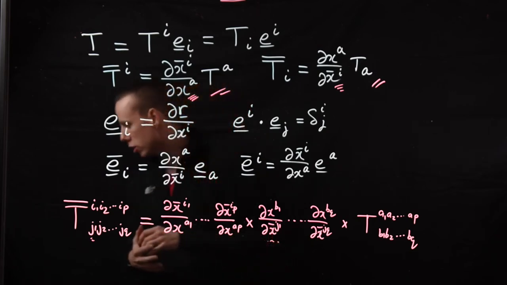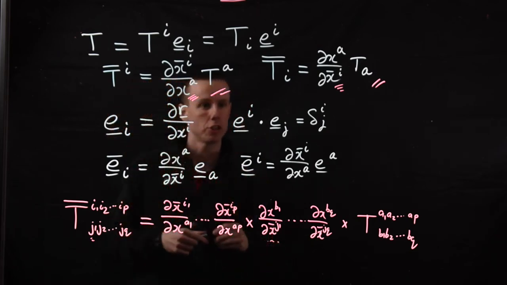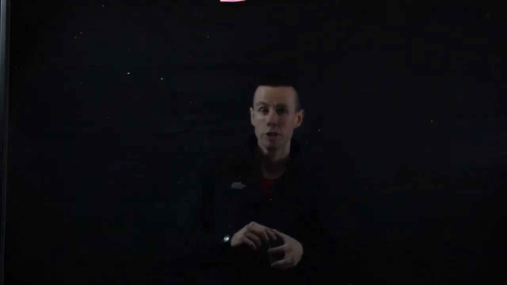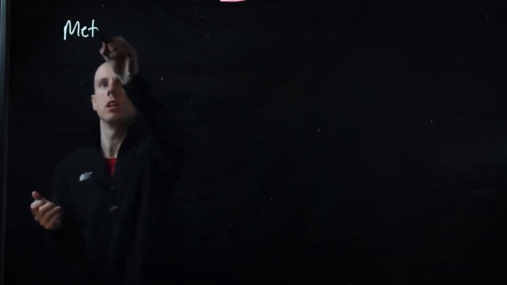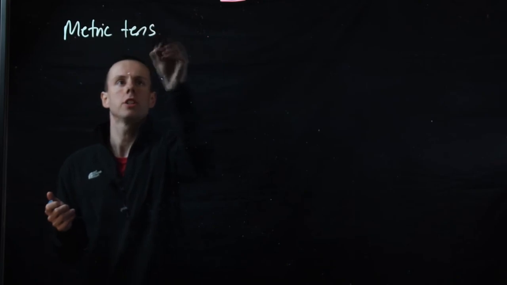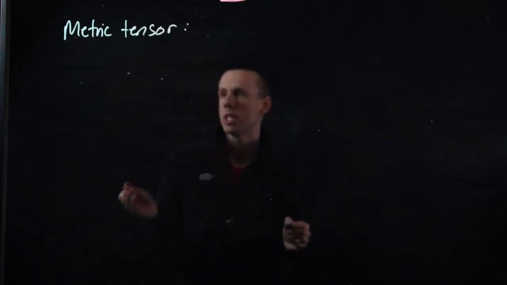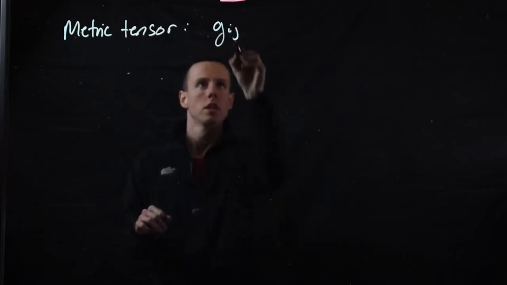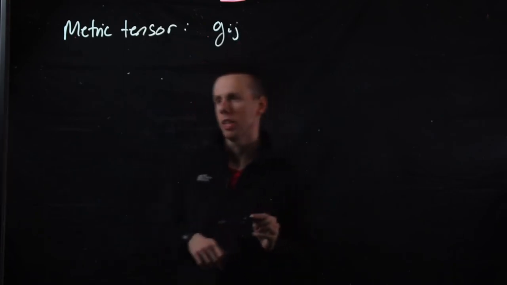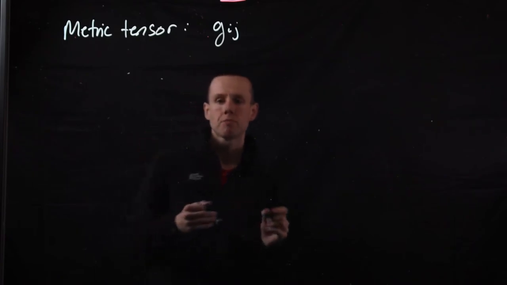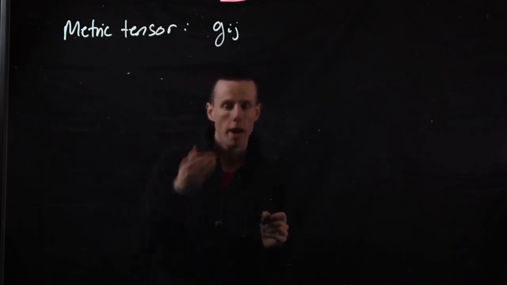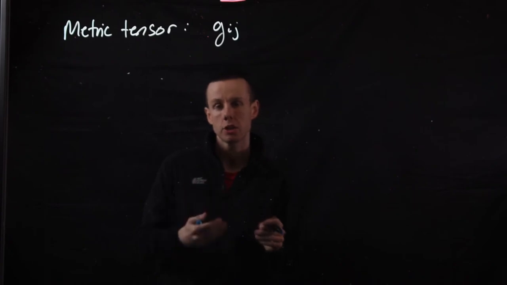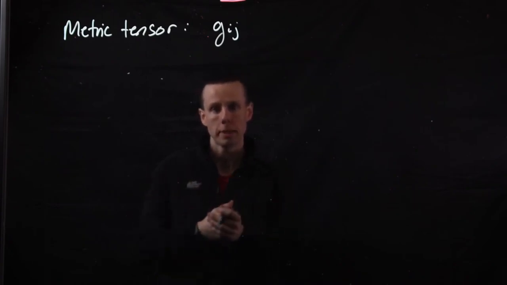The next thing we need to look at then is the metric tensor. The metric tensor is a very special rank 2 tensor. Let's write down the metric tensor, and most of the time it's denoted by a small g, gij. A rank 2 tensor, and what it does is it allows you a way of measuring distances between points in your space.